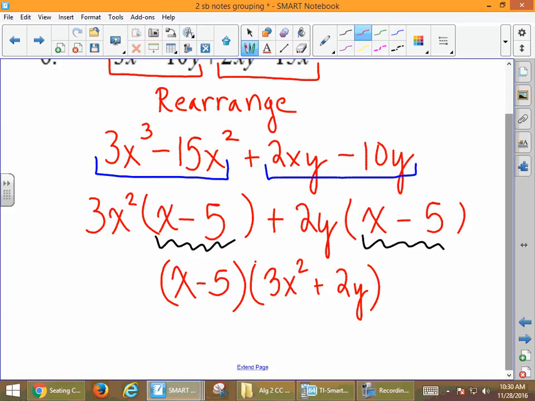One final comment. It doesn't matter to me if you write down 3x squared plus 2y first, and then the x minus 5 second.